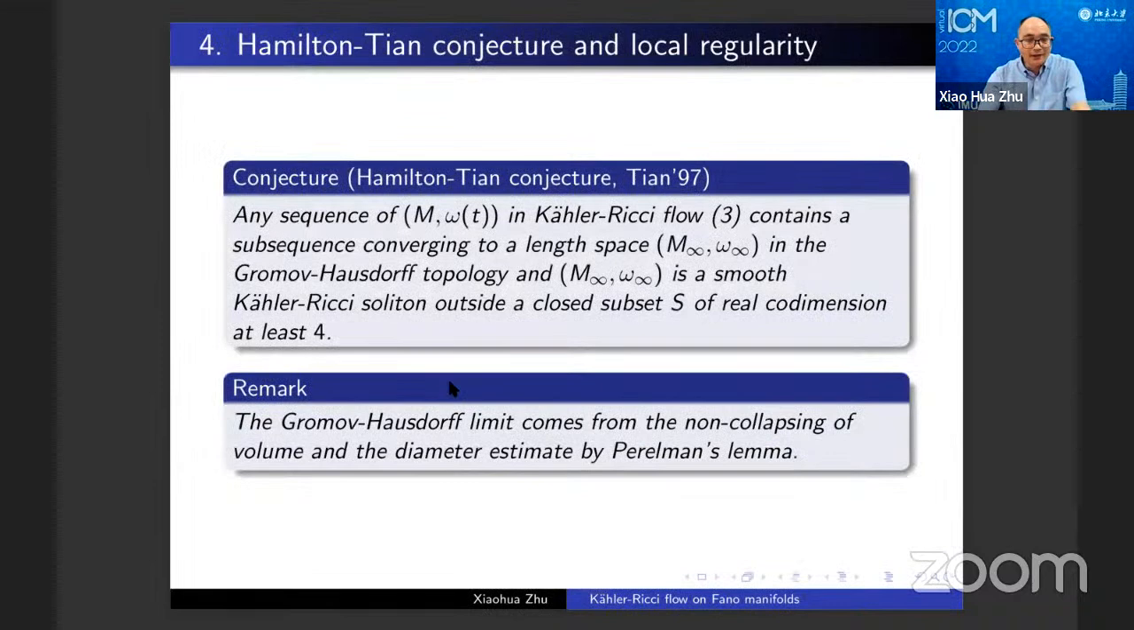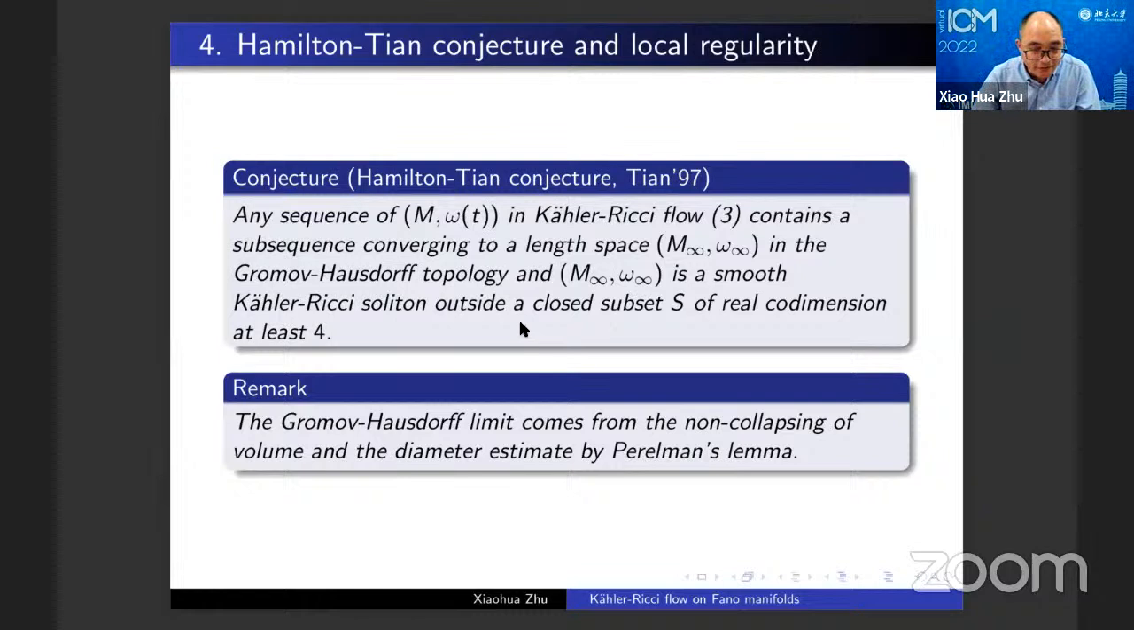So in general, the flow will develop a singularity, right? In fact, in 1997, they have the following conjecture. Any sequence in the Kähler-Ricci flow will contain a subsequence convergent to a length space. This is in the Gromov-Hausdorff topology. And the limit space is a smooth Kähler-Ricci soliton outside a closed subset of real codimension four.